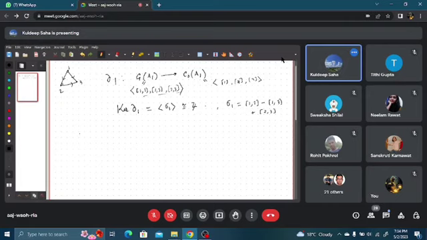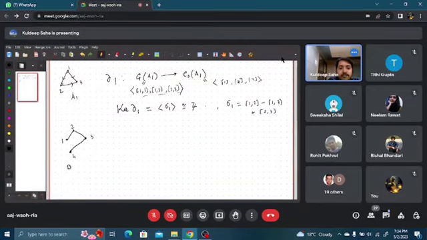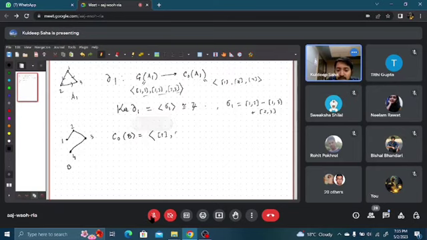Okay. So now let us look at the other example. So this was A1. So let us look at B now. Okay. So 1, 2, 3, 4. So what is C0 of B now? Tell me. What are the generators? Ujjwal? Yes, 1, 2, 3, 4. Okay.